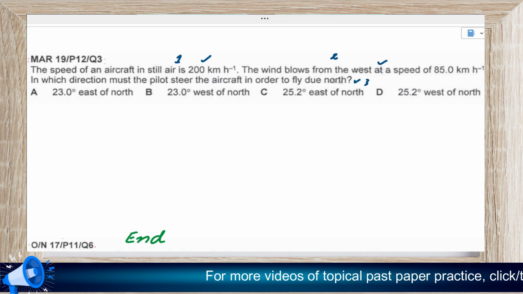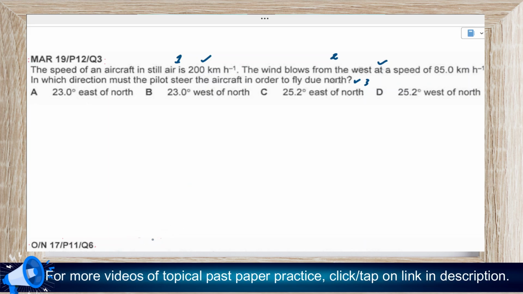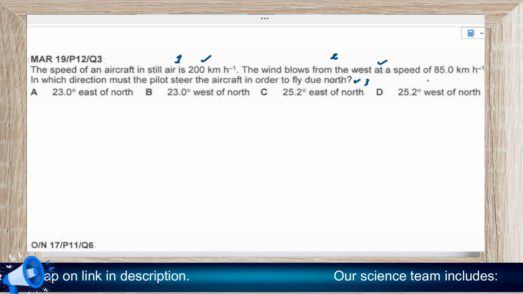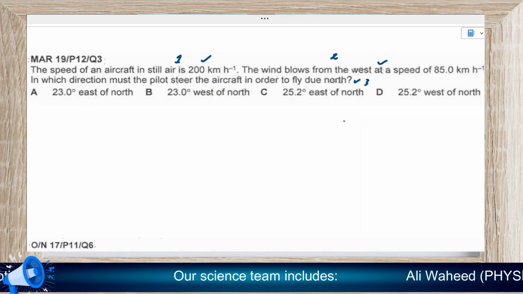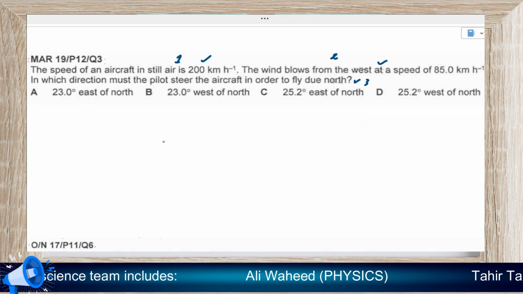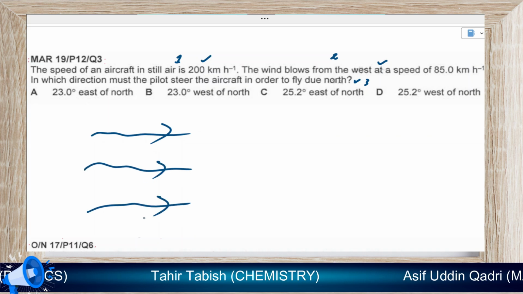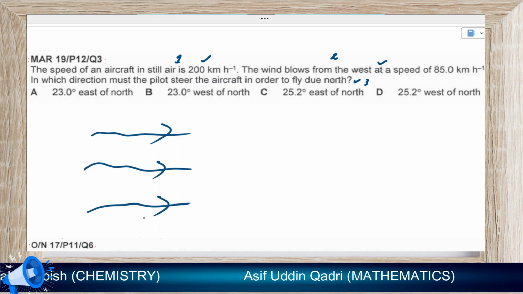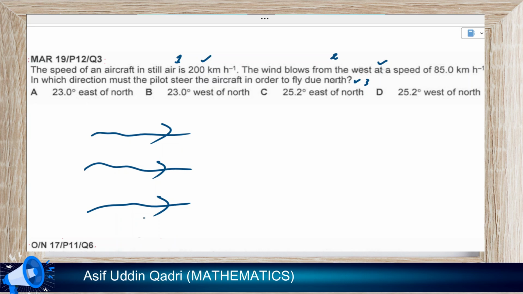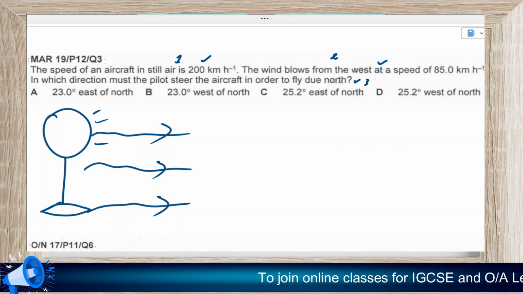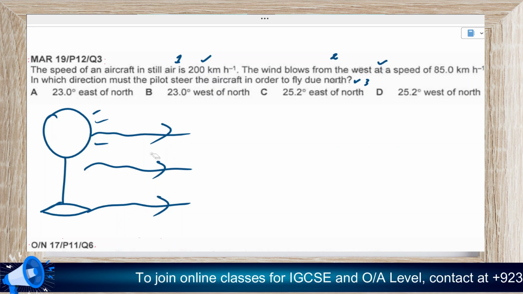So we start off with this. We draw vector number 2 first. Wind blows from west at a speed of 85 km per hour. So wind blows from west means this is the direction of the wind, from west. So the vector would be pointing towards the east, because if the wind is flowing from the west, think about a very common fan. If the fan is blowing wind from the west, it means the wind itself is towards east.